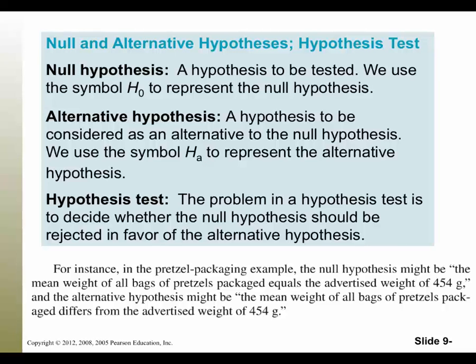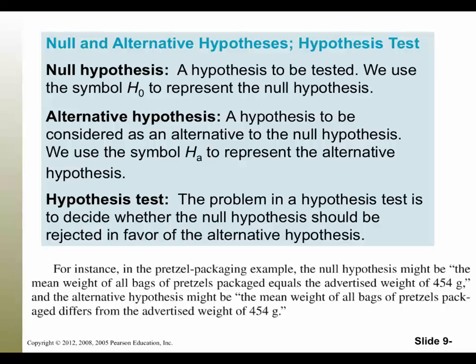But the machine that puts the pretzels in the bag is going to have some margin of error, right? Every bag is not going to be exactly this. So the null hypothesis might be that the mean weight is indeed 454 grams. And then the alternative would be that the mean weight differs from 454. So this is an example, and the test would be to either reject or not reject the null hypothesis.